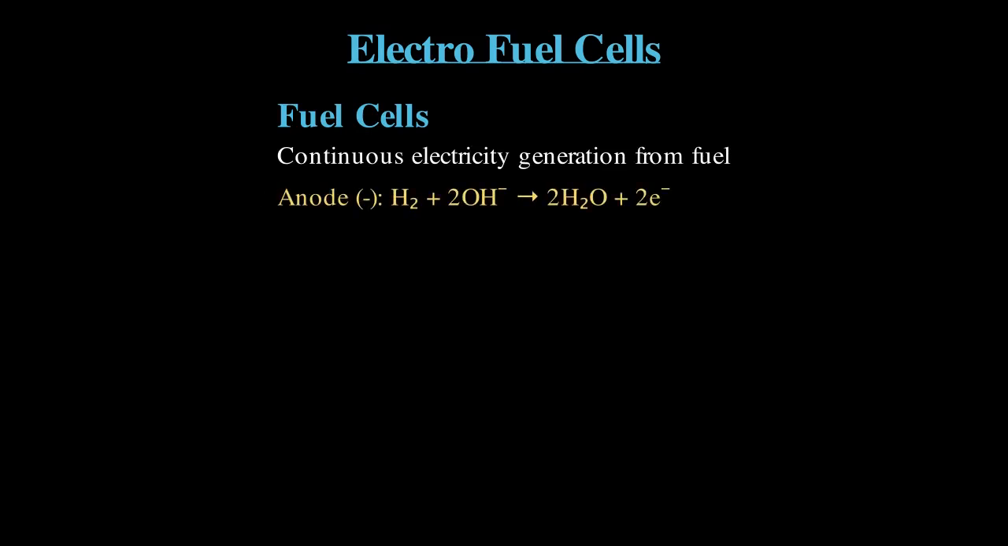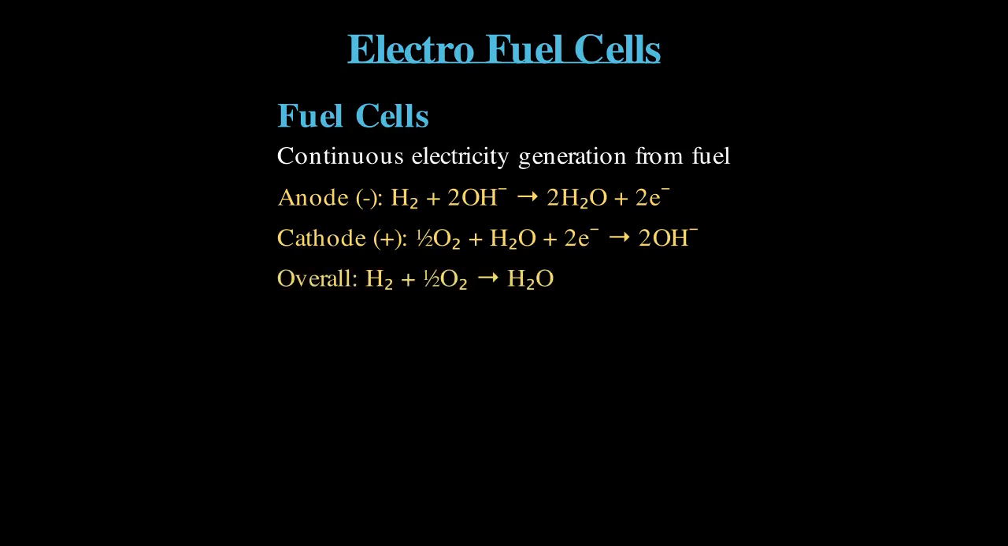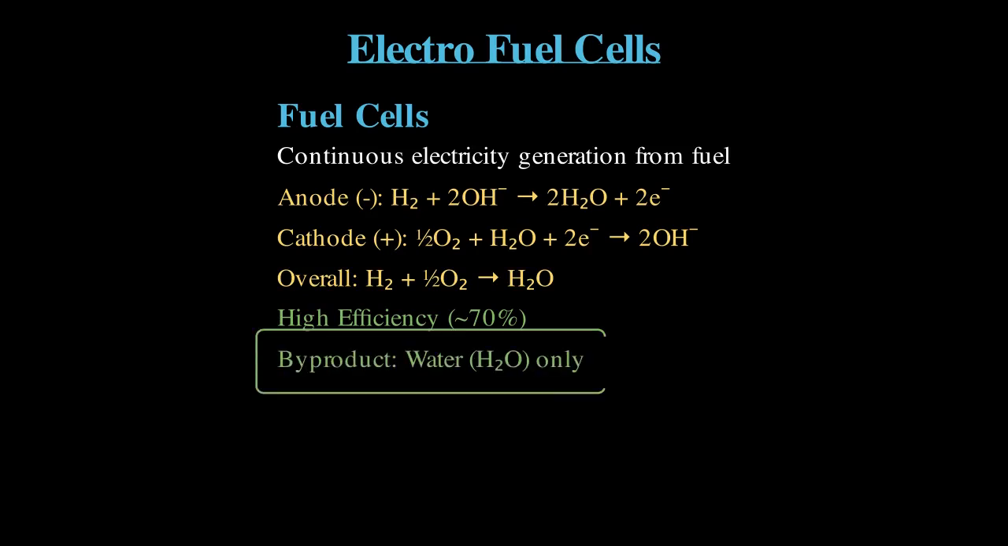The most common is the hydrogen-oxygen fuel cell. At the anode, hydrogen reacts with hydroxide ions: H2 plus 2OH⁻ gives 2H2O plus 2 electrons. At the cathode, oxygen gas and water accept these electrons: ½O2 plus H2O plus 2 electrons gives 2OH⁻. The overall reaction is simply hydrogen plus oxygen gives water. These cells are highly efficient, reaching around 70%, and are completely non-polluting since water is the only byproduct. Because of these advantages, they're used in space missions and are a promising technology for electric vehicles.